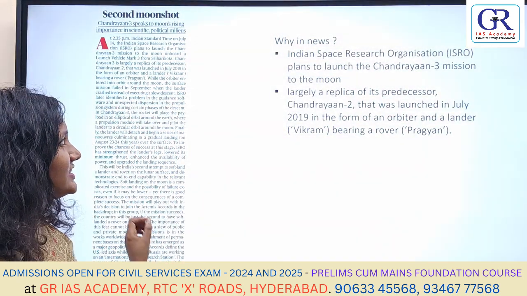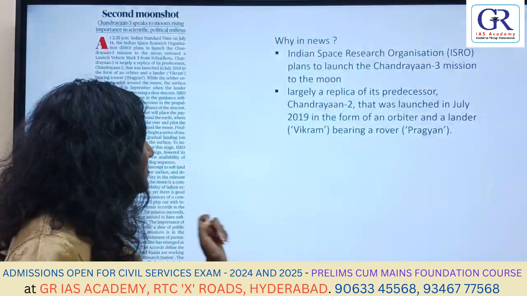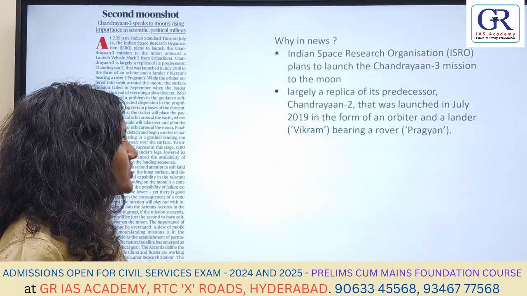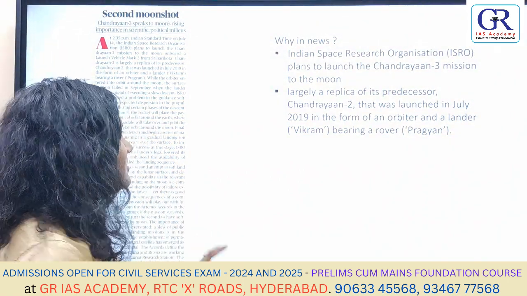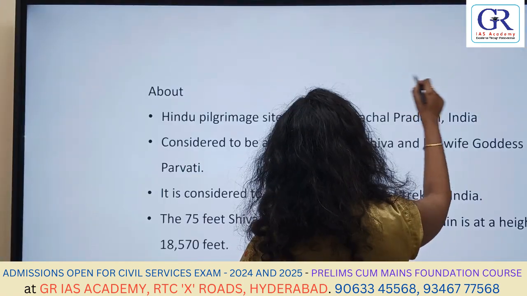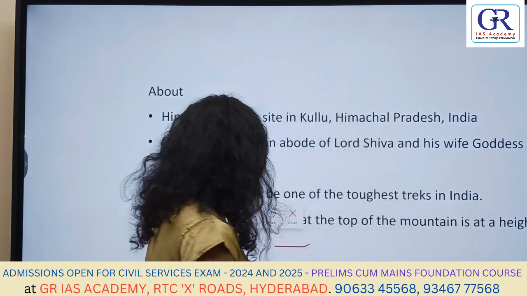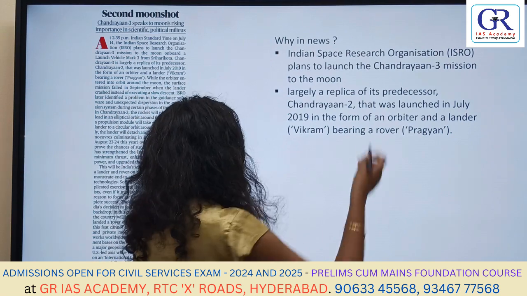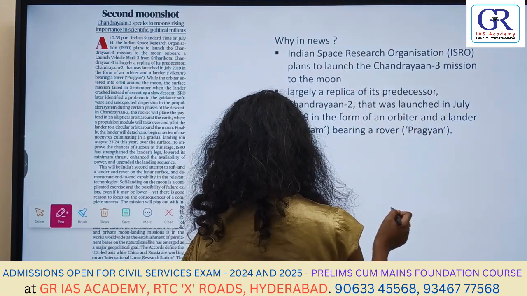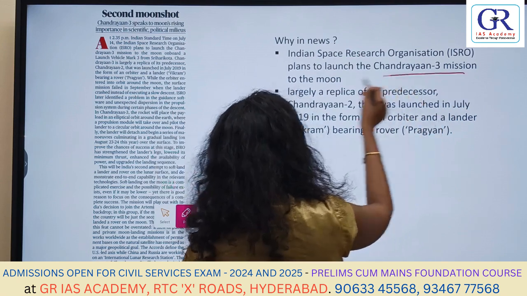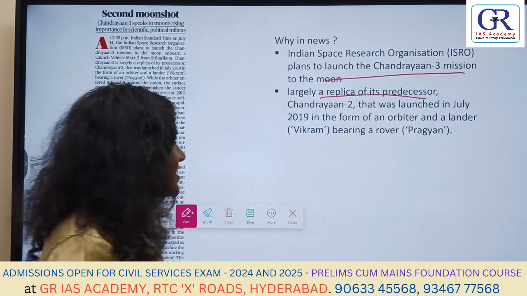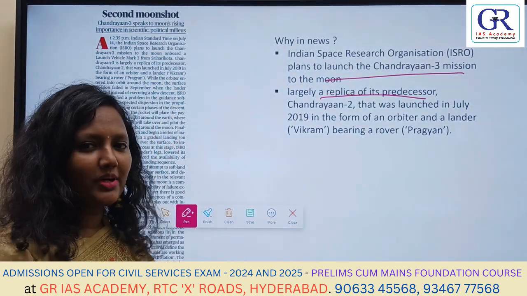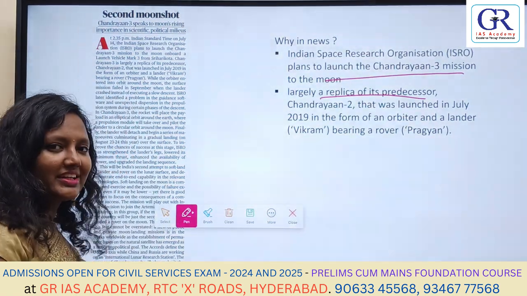First let us see. The Indian Space Research Organization plans to launch the Chandrayaan 3 mission to the moon. Now this Chandrayaan 3 mission is actually a kind of replica, a replica of its predecessor Chandrayaan 2. And this was launched in July 2019 in the form of an orbiter and a lander carrying a rover.